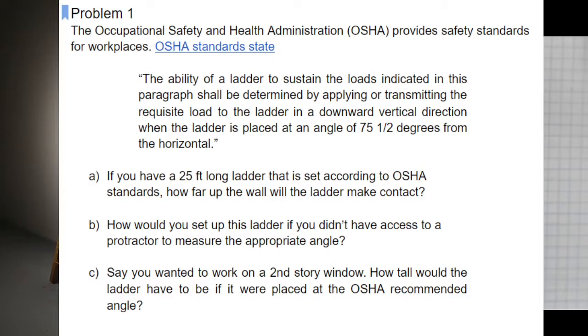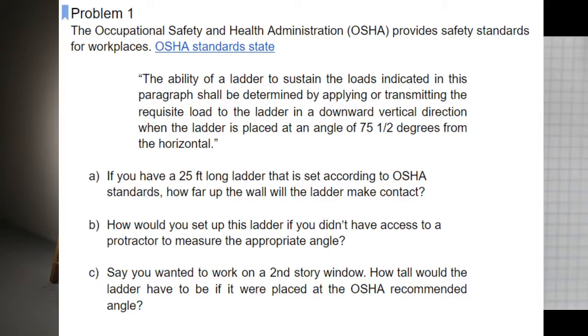And then here it says, the ability of a ladder to sustain the loads indicated in this paragraph shall be determined by applying or transmitting the requisite load to the ladder in a downward vertical direction when the ladder is placed at an angle of 75.5 degrees from the horizontal. Okay, so with that information, let's go on to the problem.